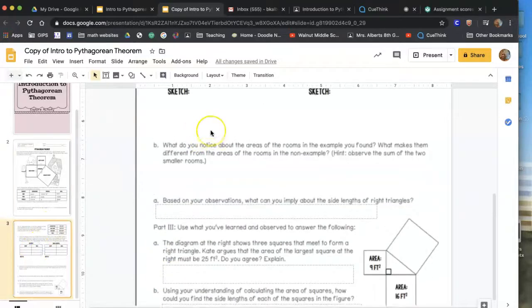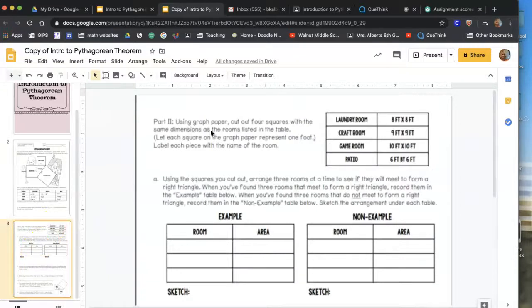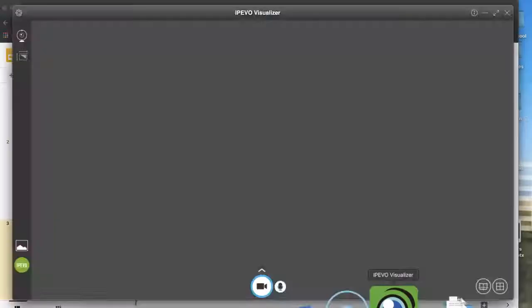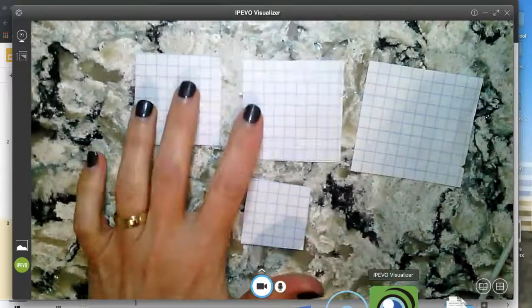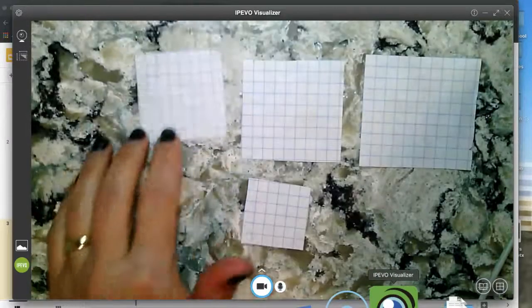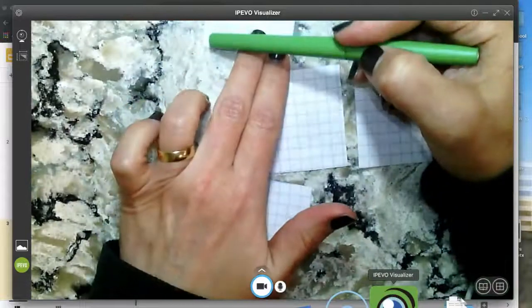Now if we go on to the next page, Part 2 says, using your graph paper, cut out 4 squares with the same dimensions as the rooms listed in each table. Let each square on the graph paper represent 1 foot. So label each piece with the name of the room. So looking at that now, I've cut out my 4 squares. So this one here, I used each square as a foot.